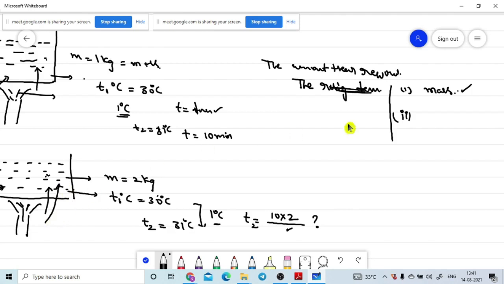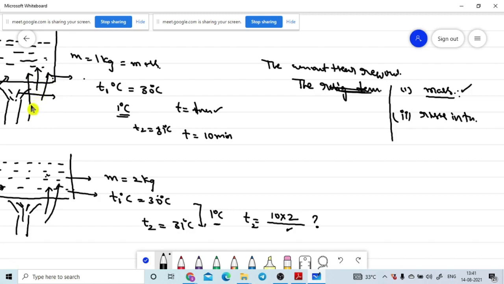Yes, sir. It depends upon the mass of the system, and also on how much the temperature rises. Raising 1 degree Celsius means you give a smaller amount of heat energy to the system. Raising 2 degrees Celsius means you need to provide more heat energy to the system. Is it correct or not?